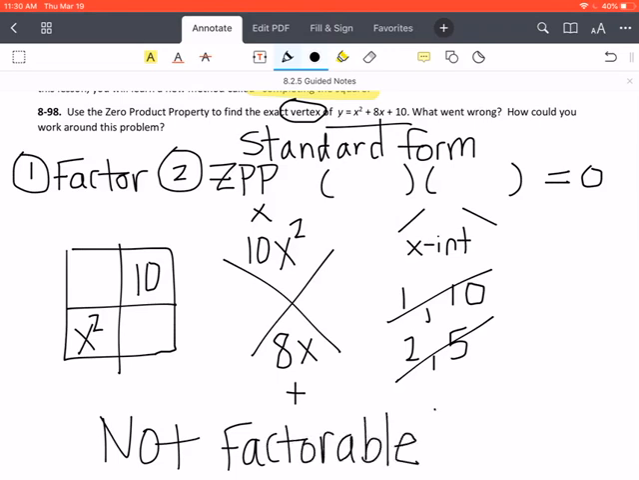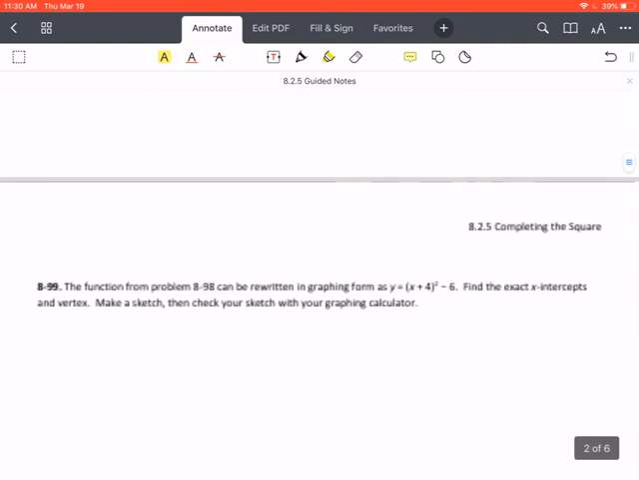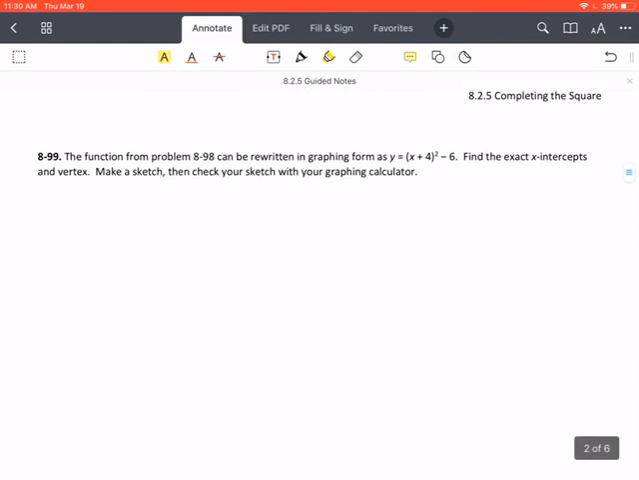So we've run into a roadblock. So there is the motivation behind having to learn a new approach when we are asked to find the vertex, find the x-intercepts, or even sometimes the y-intercept of a quadratic. So here is the bridge that's going to lead us into completing the square.